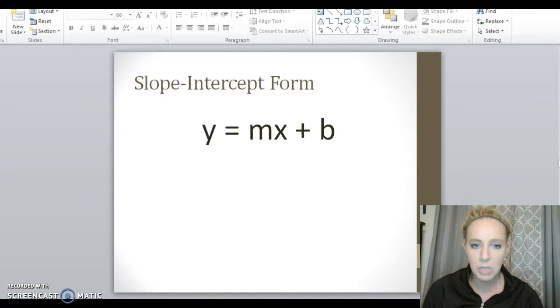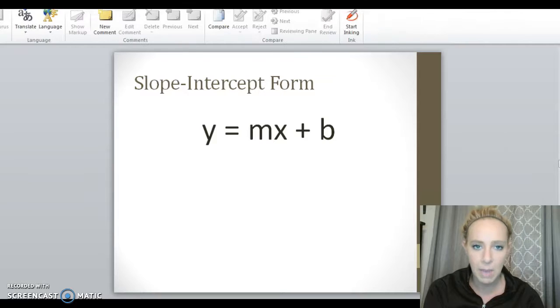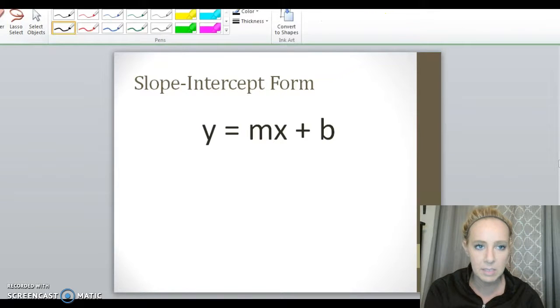So just a quick review. We just finished up slope-intercept form: y equals mx plus b. In this case, m represented our slope and b represented our y-intercept. We would graph our y-intercept, then use slope, rise over run, to graph another point.